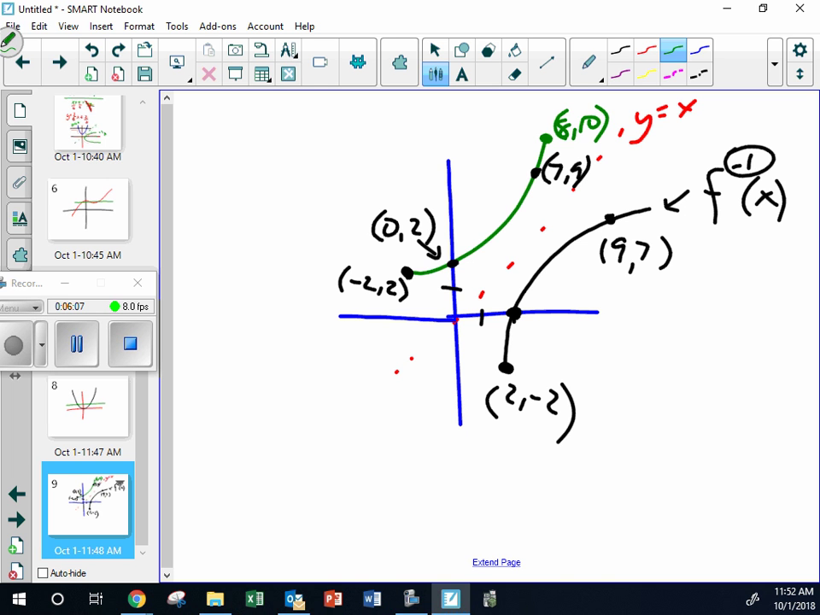I'd like you to tell me the domain of the green one and the range of the green. Hint: domain is about the x's, range is about the y's. The domain and range of the green one. Because I think you're going to find something interesting happens.